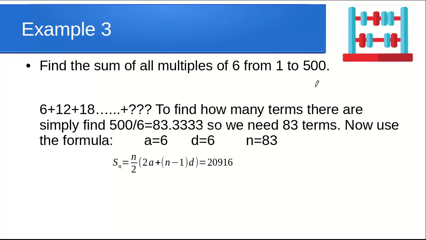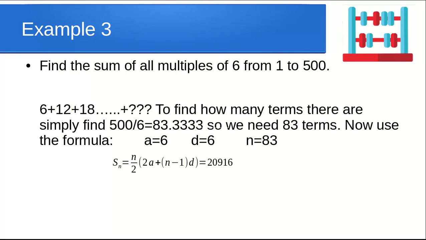Now, if we're going to do this, we really need to find out how many multiples of 6 there are before 500. So it's going to go 6, 12, 18, and so on, all the way up to the last term. As I've written here, to find how many terms there are, simply do 500 divided by 6, and you'll see that's 83 and a third. So we need 83 terms. We don't really need to know this, but if you do 83 times 6, you can find out the 83rd term as well.